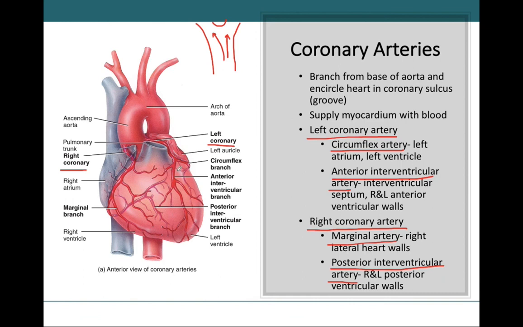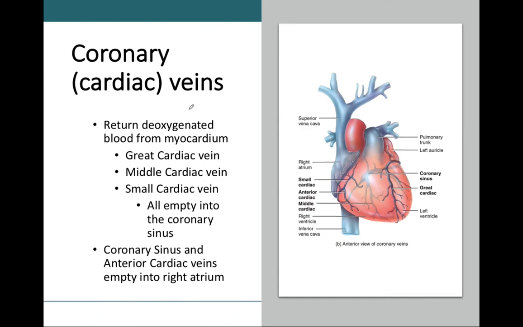Now, once that blood makes its way into the myocardium, brings the oxygen to the cardiac muscle, and supplies the cardiac muscle, the cardiac muscle is going to be releasing waste products and taking the oxygen into the cardiac muscle cells. And that leaves us with deoxygenated blood. And deoxygenated blood needs to make its way back to the right atrium. And that is going to be done with the coronary veins.